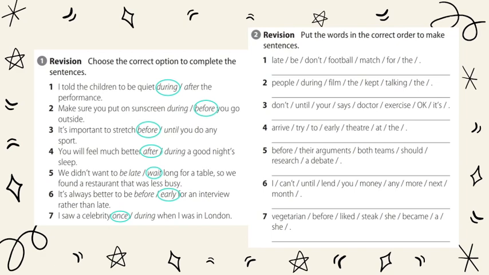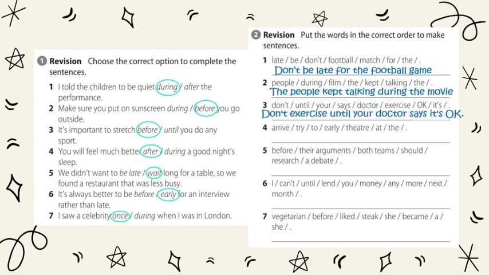Let's look at the second exercise. It says, put the words in the correct order to make sentences. The first one will be, don't be late for the football game. Number 2, the people kept talking during the movie.